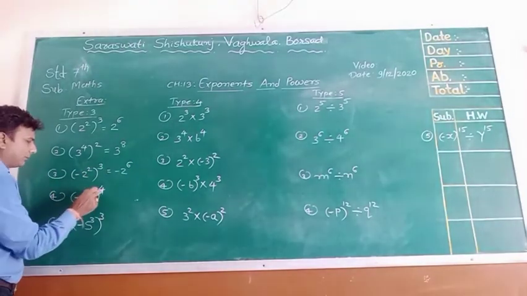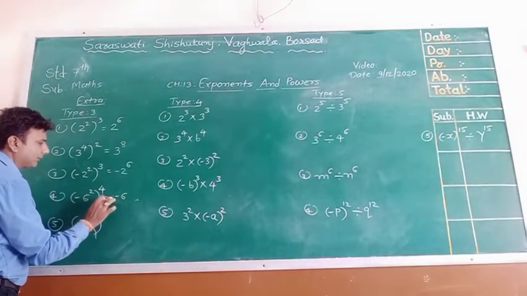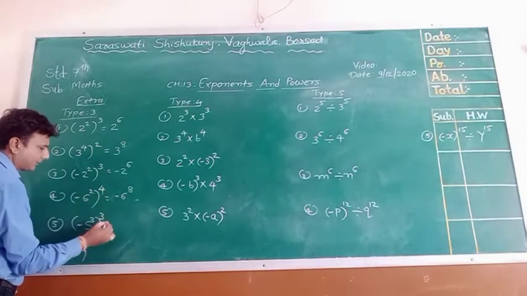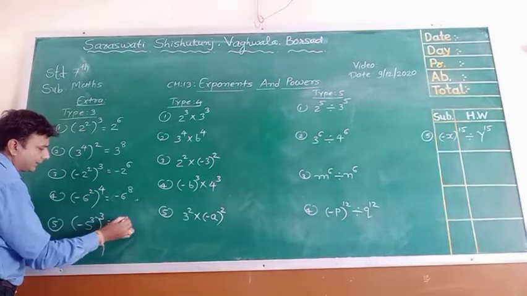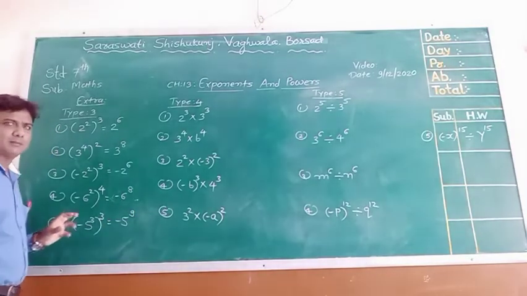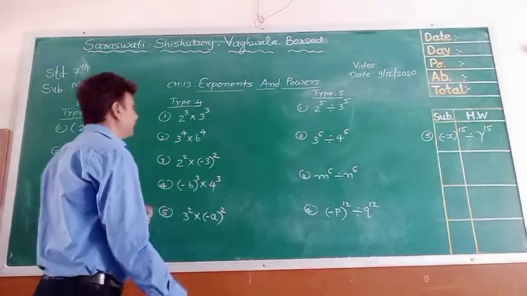Same, power on power. 6. Don't write this, no problem. 6 and 4 2s are 8. 3 3s are 9. Simply, where power on power is given, that time we have to do simple multiplication.